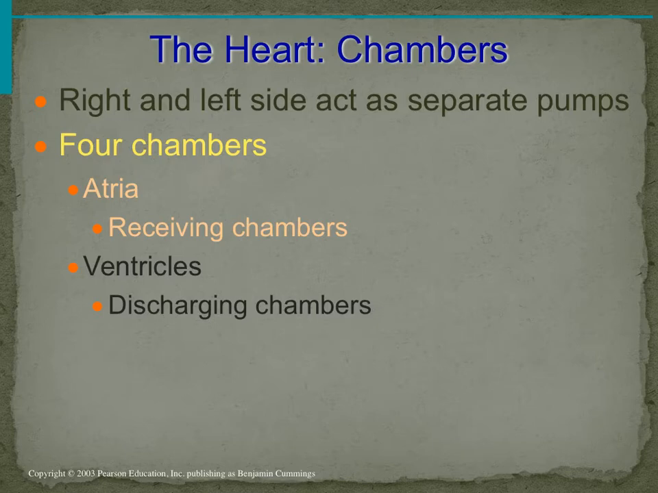Okay, this is the part where it starts to get important. And these are the things that you really need to remember. So the heart is a double pump. The right and left sides act separately. And the heart is made up of 4 chambers. There are 2 atria, a right and left atrium, and then there are right and left ventricles. So the atria are where the blood comes in, and then the ventricles pump it out either to the lungs or the rest of the body.